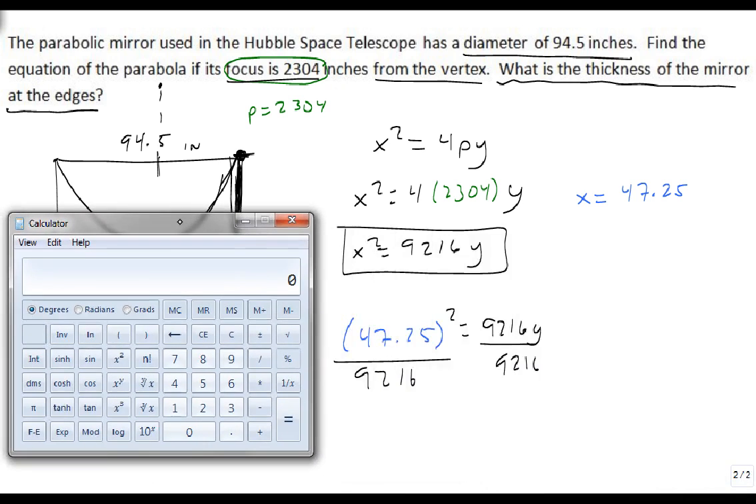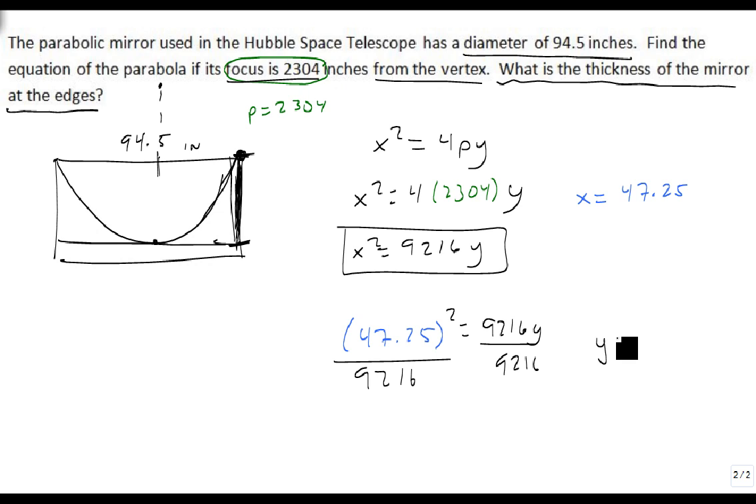Let's move this over to the other side. 47.25 squared divided by 9,216. This says that our thickness is approximately 0.2422485. So that's about how thick the Hubble telescope is at that furthest edge.